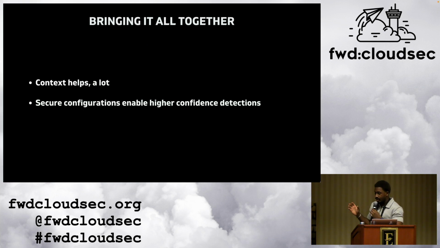So bringing it all together, context helps a lot when you're building out these detections. The more context that you can give to a detection, the higher the confidence you can have in it. And secondly, secure configuration also helps you have a higher confidence in your detections, because if you have specific things in place within your cloud environments, things that you expect should not happen, when they actually happen, that gives you a higher confidence that this might be potentially malicious activity happening within your Google Cloud environment.